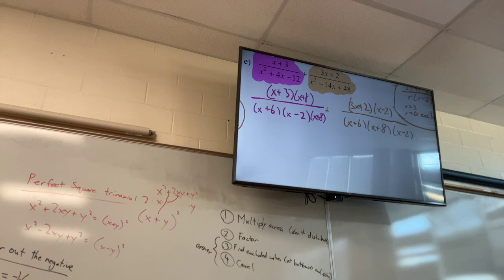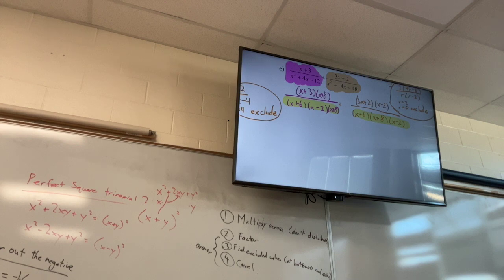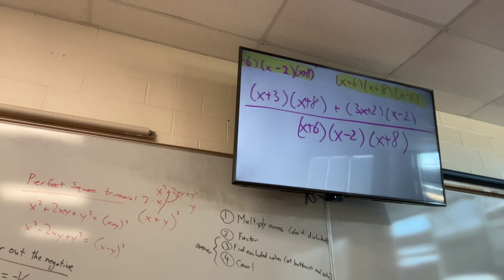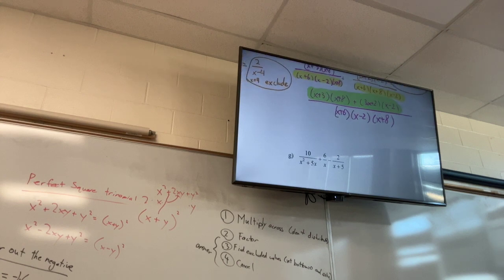Now look, we have the same denominator. So what's the easy part here? Yeah, we gotta add. So we have x plus 3 times x plus 8 plus 3x plus 2 times x minus 2 all over x plus 6 times x minus 2 times x plus 8. Okay? You guys are going to hate me, but we need to take the numerator, so I'm going to highlight the numerator. We need to take the numerator and put it into standard form, then factor again, because we need to simplify our answer. Right?